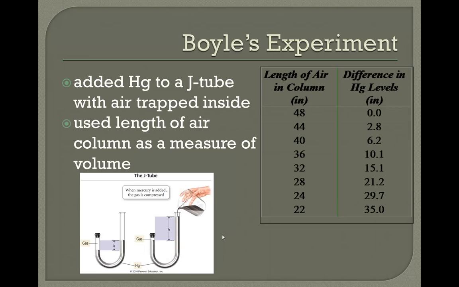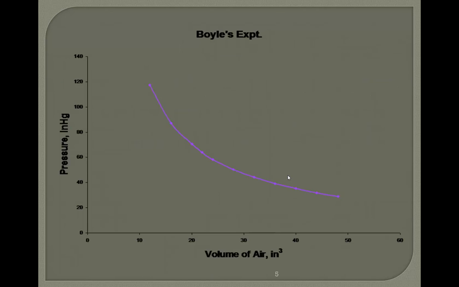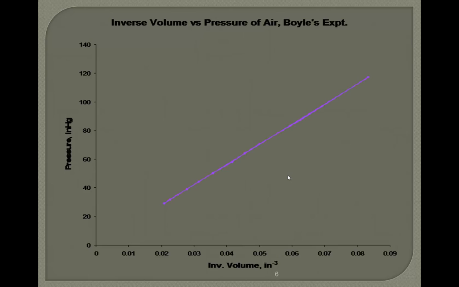What Boyle did for his experiment is he had a J-shaped tube right here, and he added mercury to it. And as the mercury was added, that volume of gas decreased. However, it took more and more pressure for that to occur. And it turned out to be a graph something like this. However, if you took the inverse of the volume, it turned into a straight line, and it became a very predictable amount.